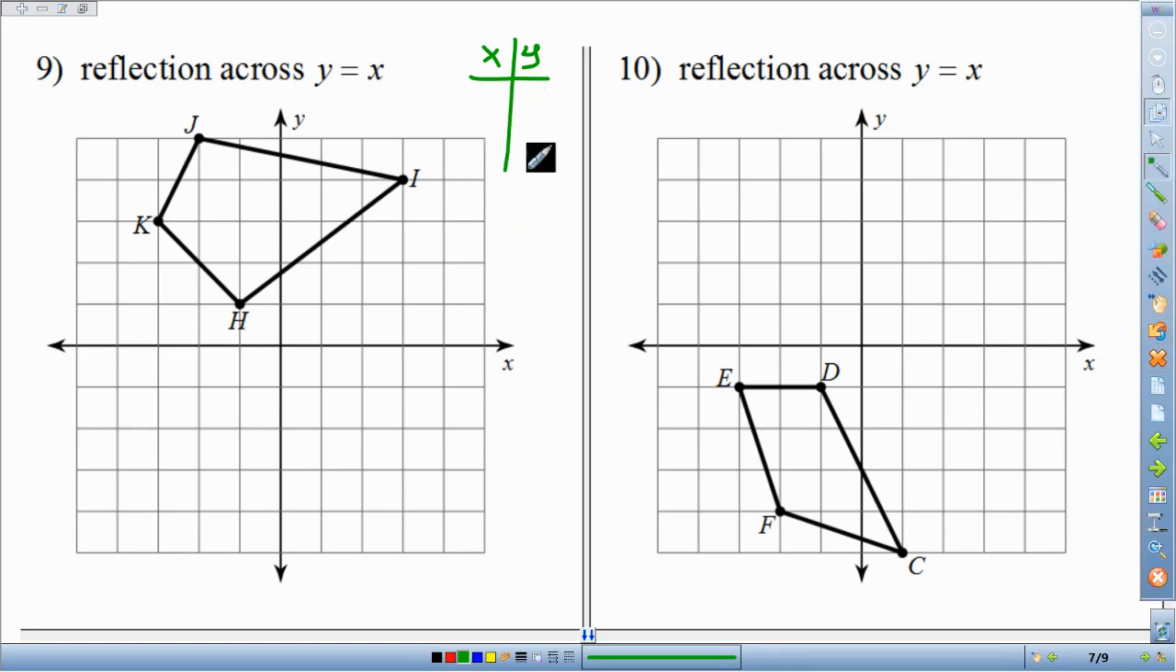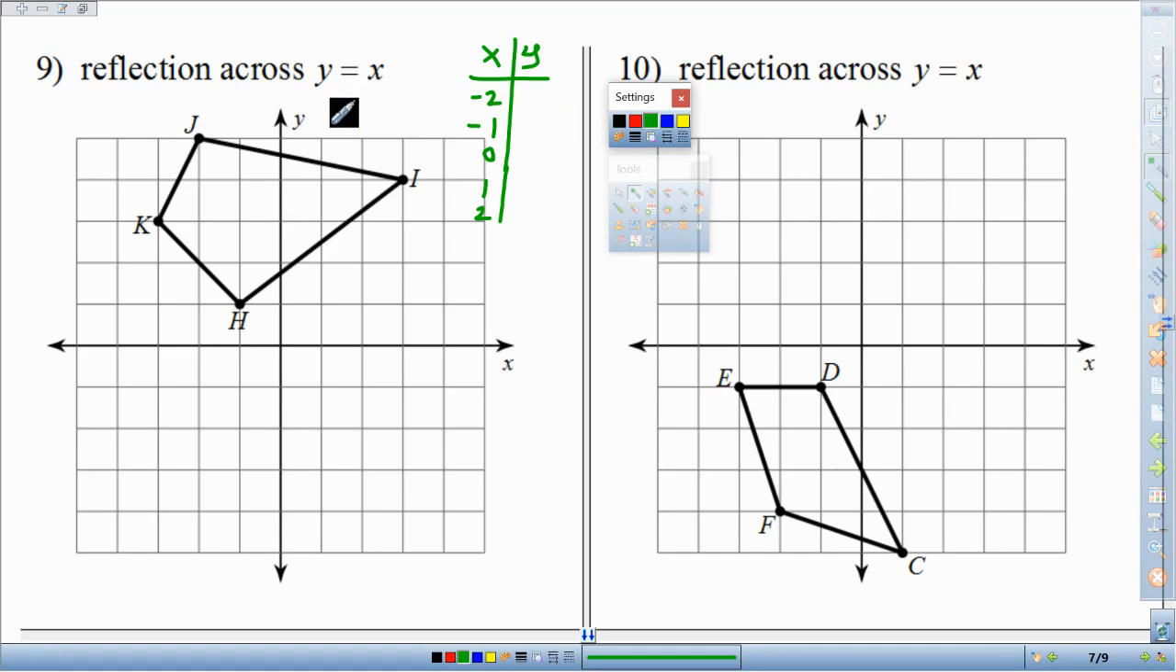All right, so let's just pick some random x values. Let's just say -2, -1, 0, 1, and 2. Those are kind of like go-to points when plugging numbers in. So what happens when we plug these numbers in for x? What do we get for y? Well, if we plug in a -2 for x, we get y equals -2. So if x is -2, y is -2.